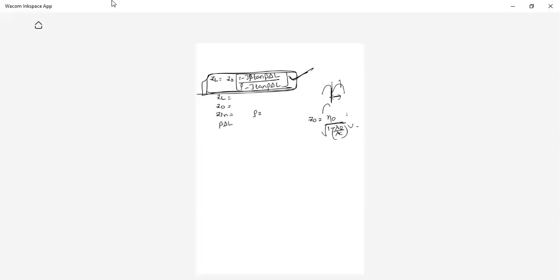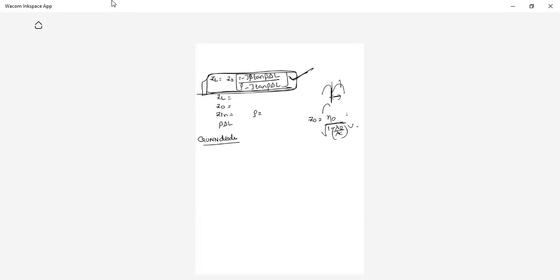Next, the most important question in this unit is the Gunn diode. In this unit, the Gunn diode question has appeared most of the times in university question papers. It is a very important question. What is a Gunn diode? Why is it so important? The Gunn diode is very important. So what is a Gunn diode?